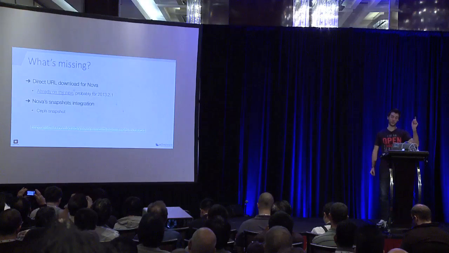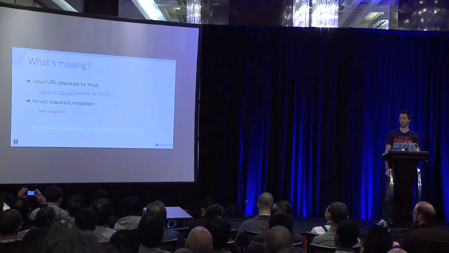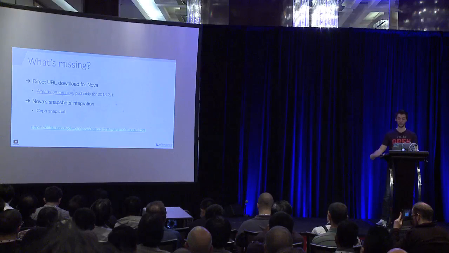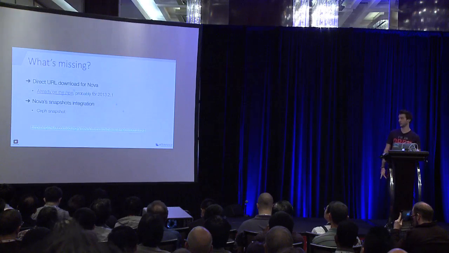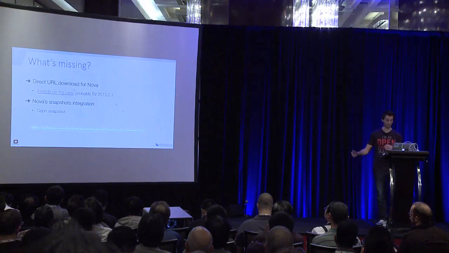Glance downloads the image and streams the image into the compute node. So you have to download the image on the compute node through Glance, and then you have to re-import it into Ceph, which is quite inefficient. But Josh already has a patch, and it's already in the pipe.